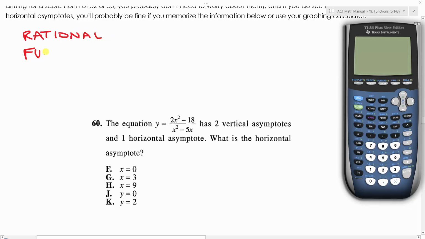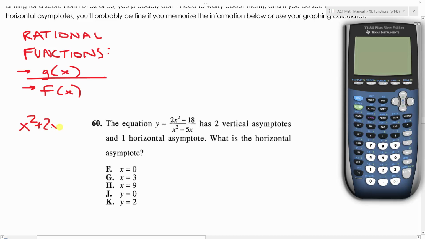With rational functions, we've got both a numerator function, which I'll call g of x, and a denominator function like f of x. In other words, we have a function that's made up of both a numerator and a denominator. So this applies only to rational functions. If you just have a regular old quadratic like x squared plus 2x minus 3, or a regular old linear function like 2x plus y, then you don't generally deal with asymptotes.